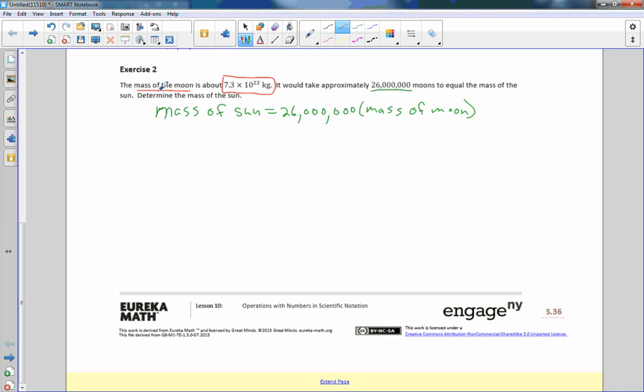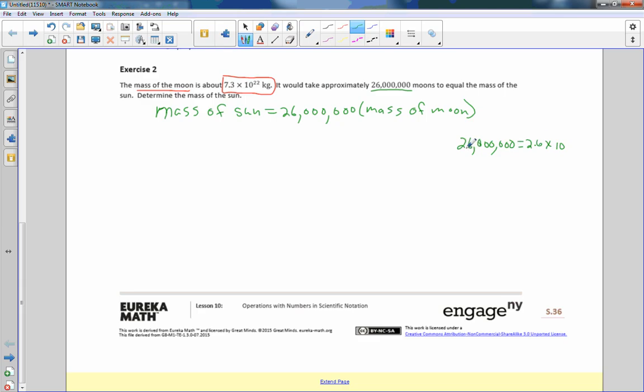Now I'm going to substitute in my givens. The mass of the moon is 7.3 times 10 to the 22, and we want to solve for the mass of the sun. So I am first going to convert this 26 million into scientific notation. If I take 26 million, to satisfy the rule, it's 2.6 times 10, and the decimal is here, and it's got to be moved here.